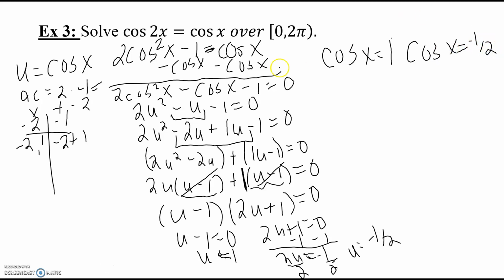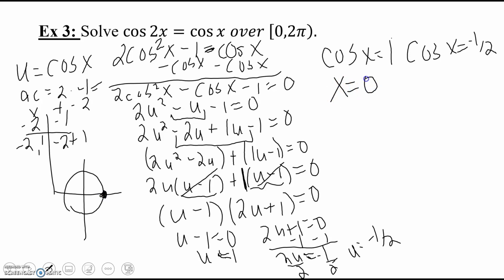And so we didn't let u equal like 3x or 4x, so we don't have to adjust the interval. So we will go around one rotation and find all the places where cosine of x is 1. So I'm going to sketch my unit circle over here. We know cosine of x is 1 here at 0. Also at 2 pi, but because there is no bracket around 2 pi, we won't include it.